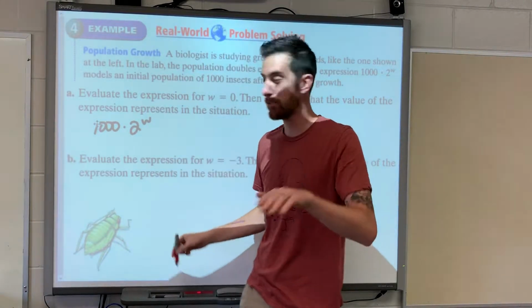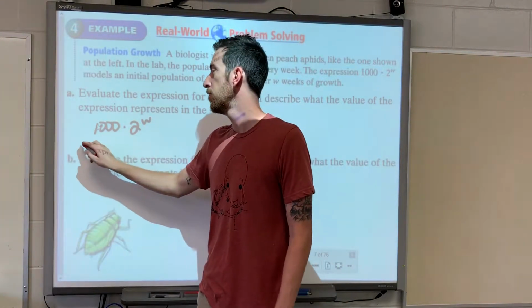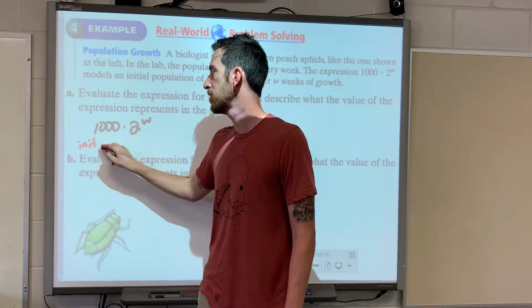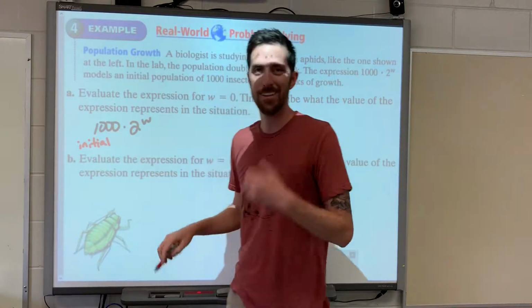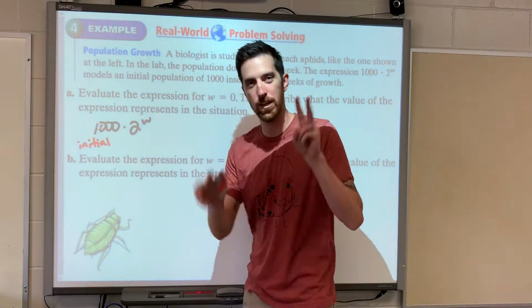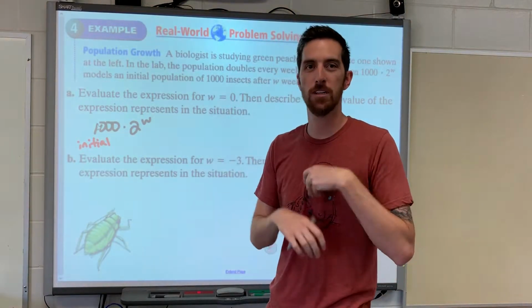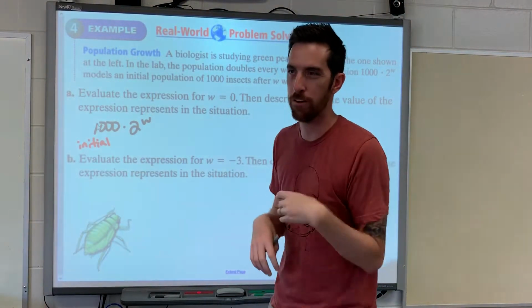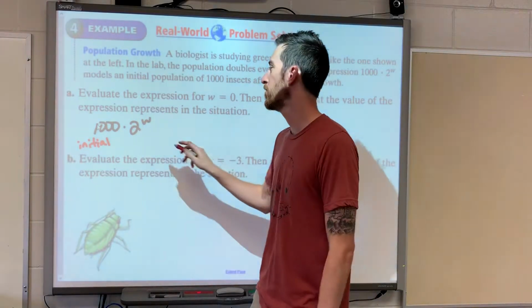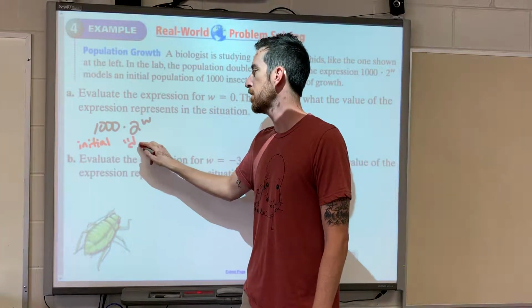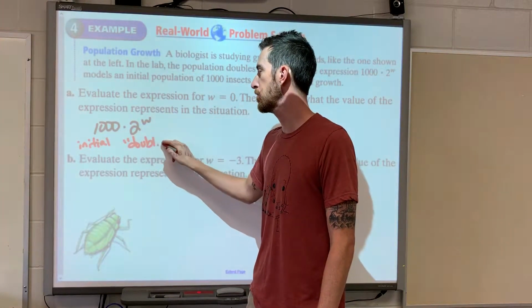So the 1,000, the number without the exponent, represents the initial amount. And then the 2 comes from the word doubles. So if it said quadruples, there'd be a 4 there. If it said quintuples, a 5. So this comes from doubles.